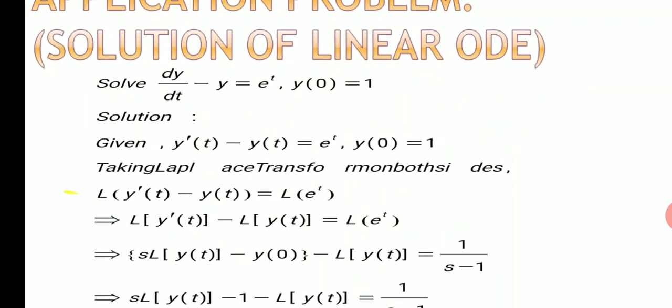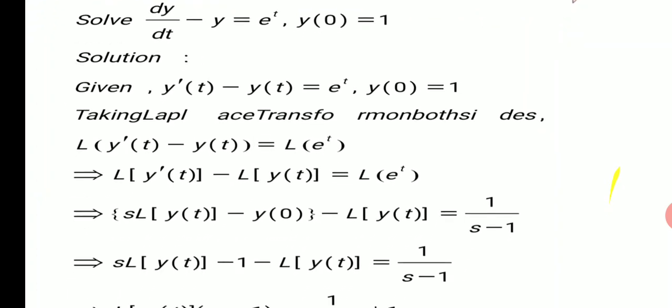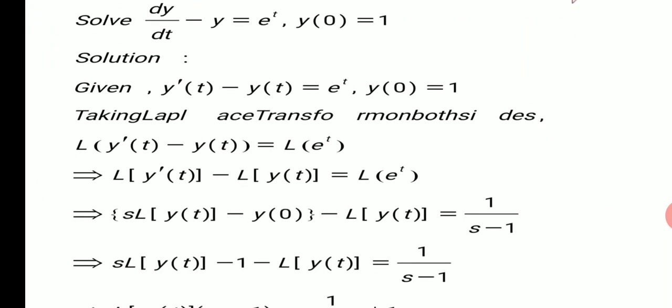Taking Laplace transformation on both sides, L on both sides: L of y'(t) minus y(t) equals L of e^t. Already we know that the Laplace transform and inverse Laplace transform satisfy the linearity property. Then automatically I write L of y'(t) minus L of y(t) equals L of e^t.